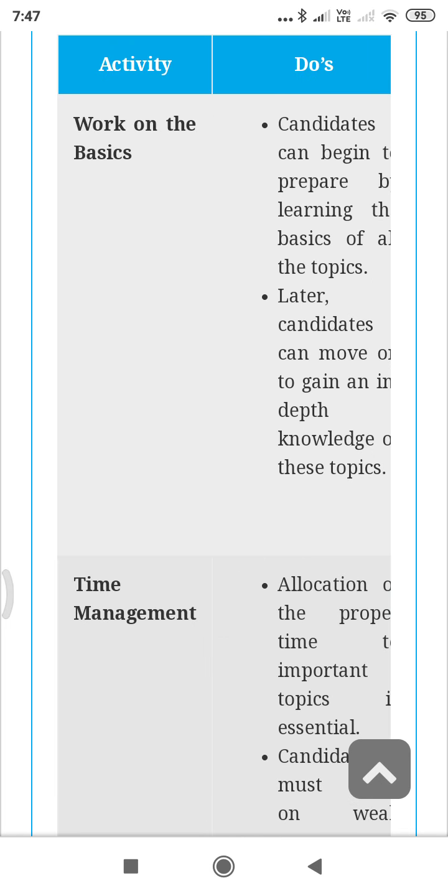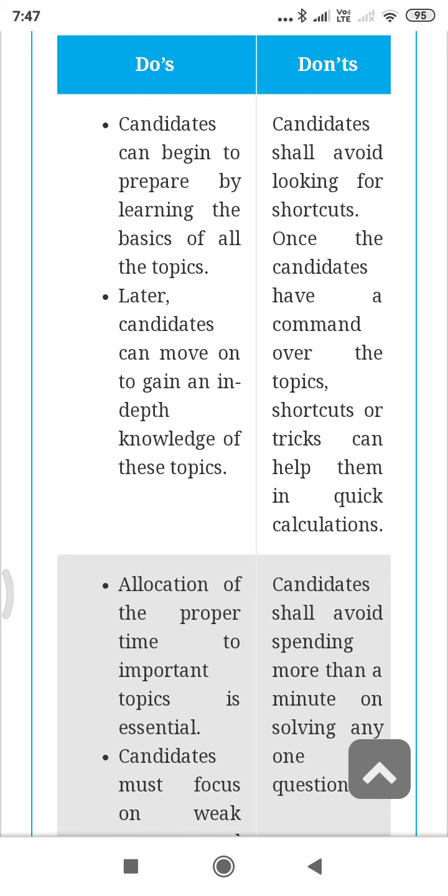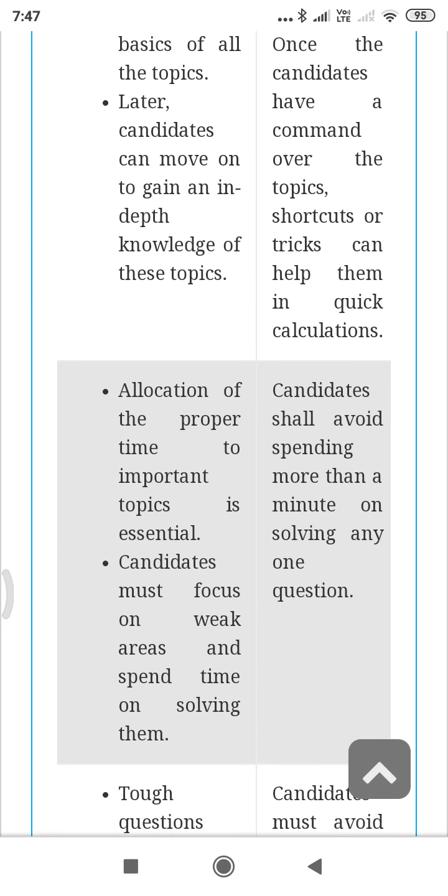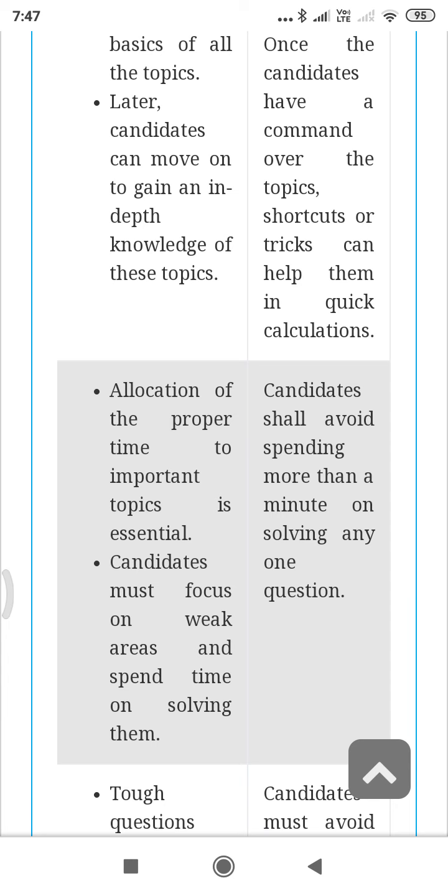And the next one, time management. What we can do and what we can't do in the time management section. So let's see. Allocation of proper time to important topics is essential, and candidates must focus on weak areas and spend time on solving them. And candidates shall avoid spending more than a minute on solving any one question.